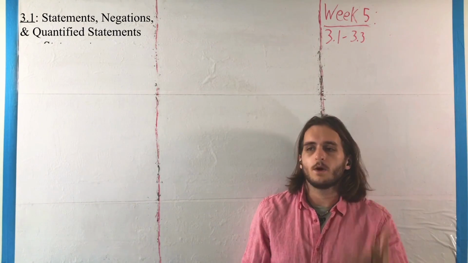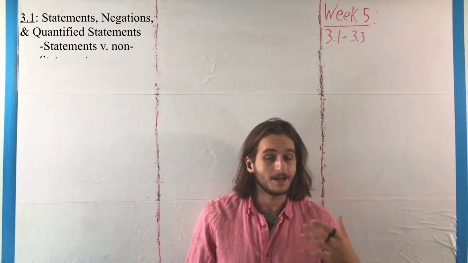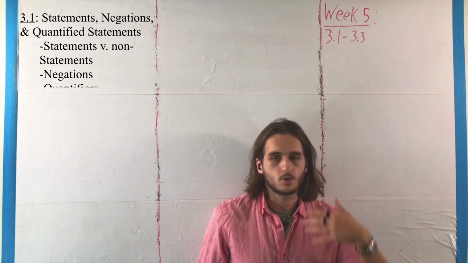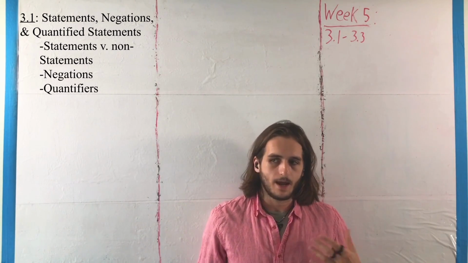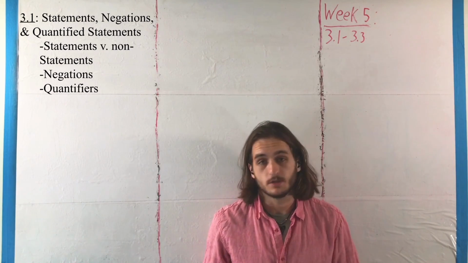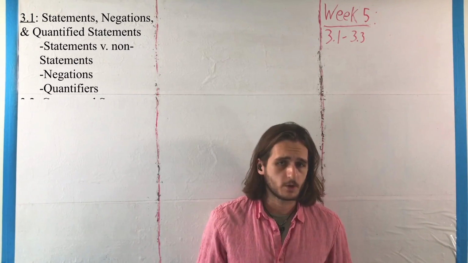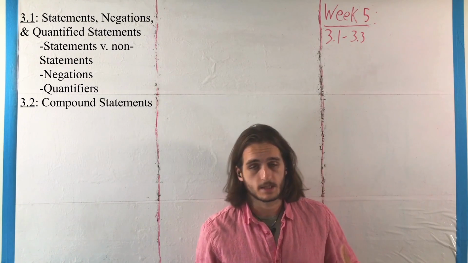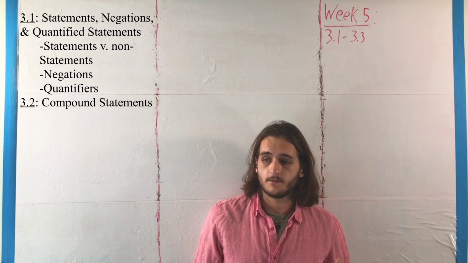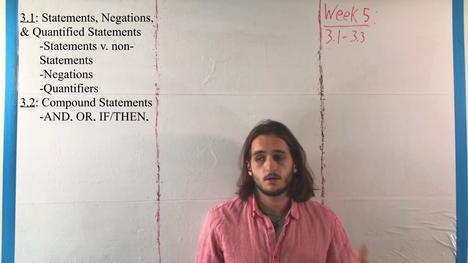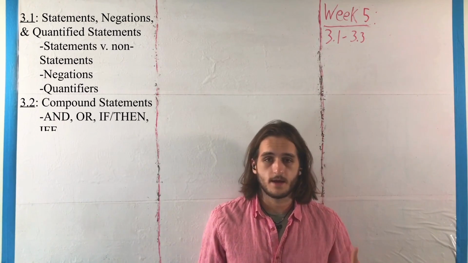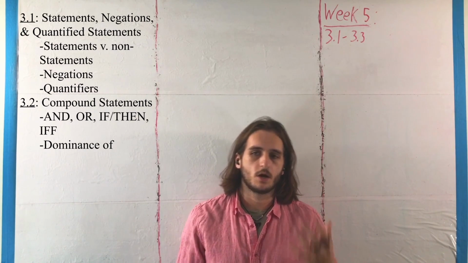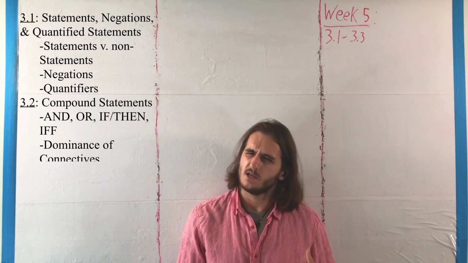And we're going to see what a statement is in comparison to what it might not be, as well as what it might mean to negate a statement, and how we can qualify a statement, how we can add some conditions to it. Then from there in 3.2, we're going to talk about the ways that we can bring pairs or sets of statements together in terms of things with and, or, if then, if and only if, the different ways that we can pull these parts together and still talk about their truth or falsity, I guess is the word there.